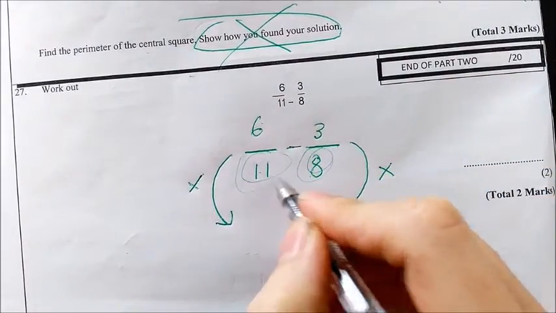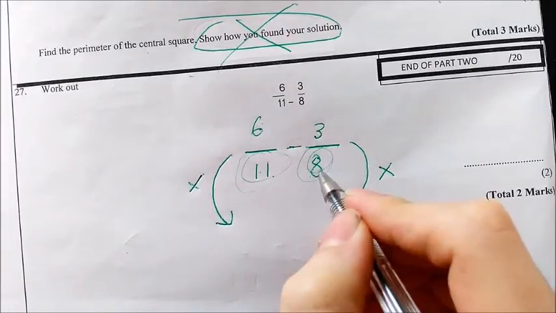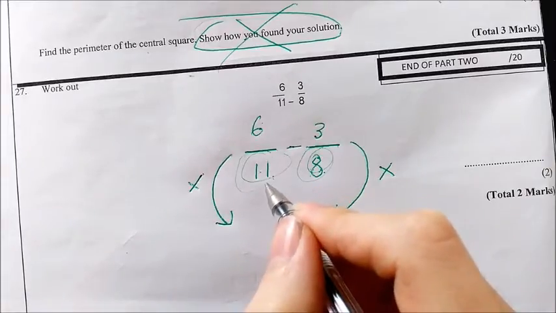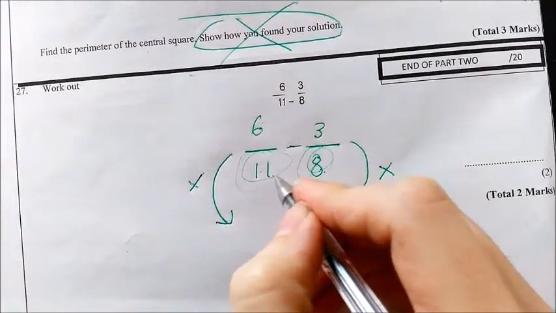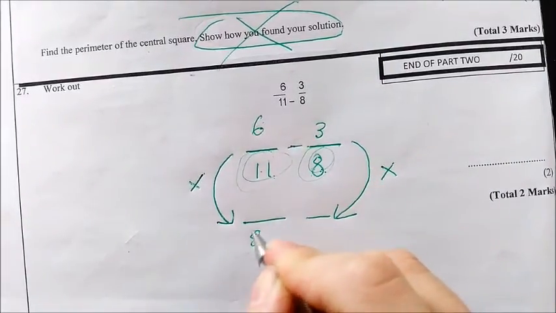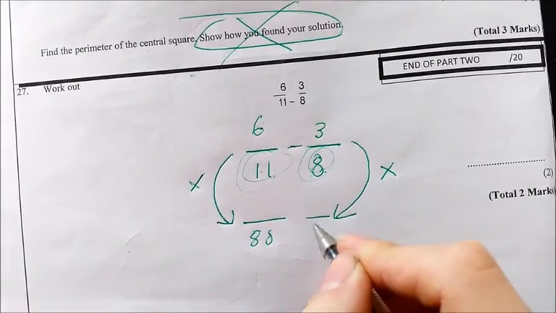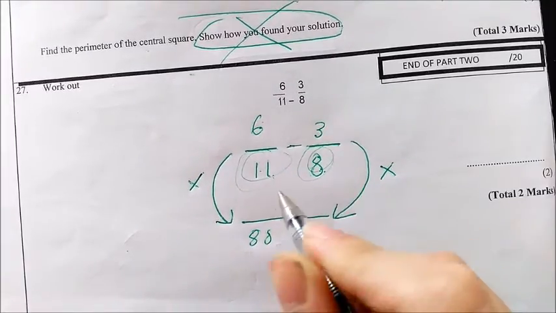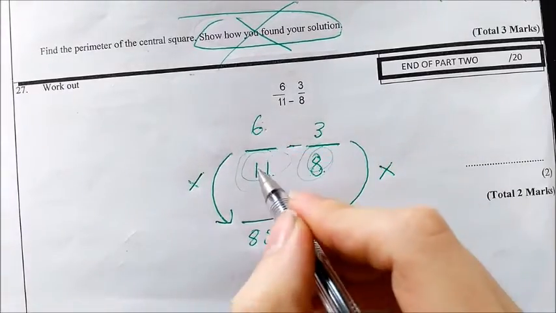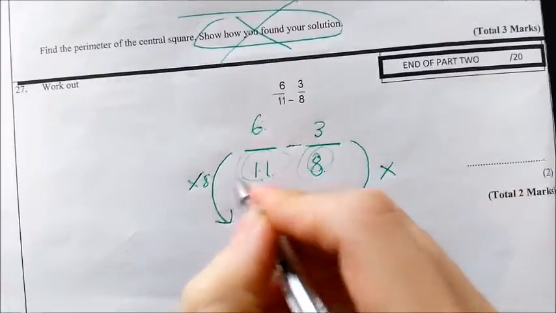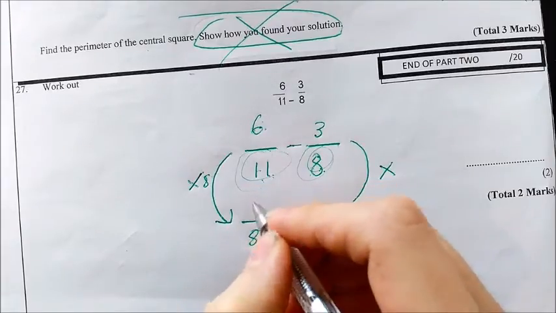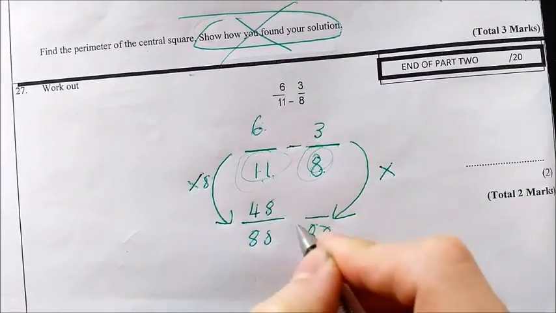What I do is I look for a number that both 8 and 11 go into, that they're factors of. The way I do that is I'm just going to multiply them together. So I'm going to times 11 by 8 to give me 88, and 8 by 11 to give me 88. Now, what I do to my denominator, I have to do to my numerator as well. So if I've timesed 11 by 8 to get 88, now I need to times 6 by 8 as well. What's 6 times 8? It's 48.